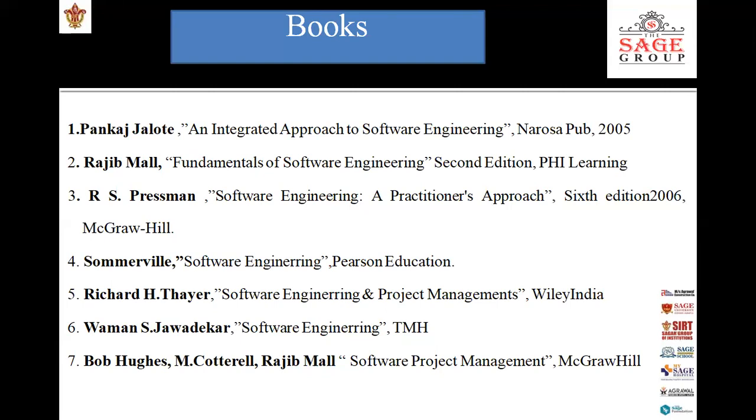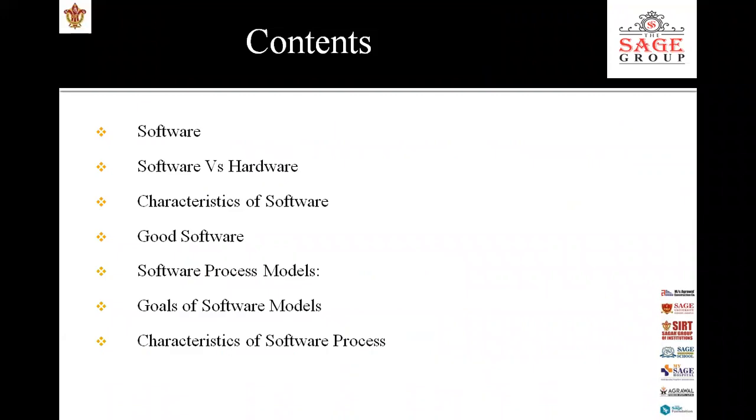First is Pankaj Jalote and Rajiv Mall. Third is R.S. Pressman. Fourth is Somerville. So these are the books, and you can choose your own aspects. Pankaj Jalote, you can prepare An Integrated Approach to Software Engineering, and Fundamentals of Software Engineering from Rajib Mall.